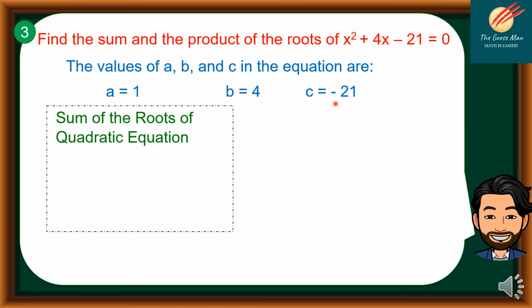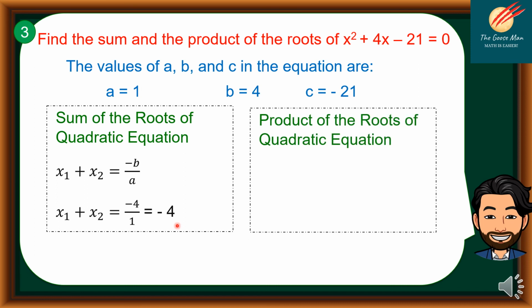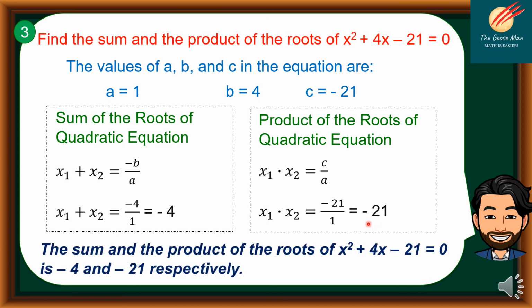Then the sum of the roots, x sub 1 plus x sub 2, is equal to negative b all over a, which is equal to negative 4. On the other hand, the product of the roots is equal to x sub 1 times x sub 2. So we have here negative 21 all over 1, or simply negative 21. Therefore, the sum and the product of the roots of x squared plus 4x minus 21 equals 0 are negative 4 and negative 21 respectively.